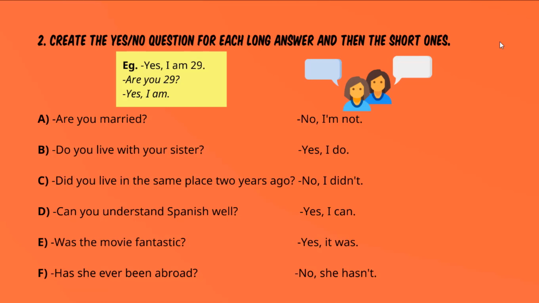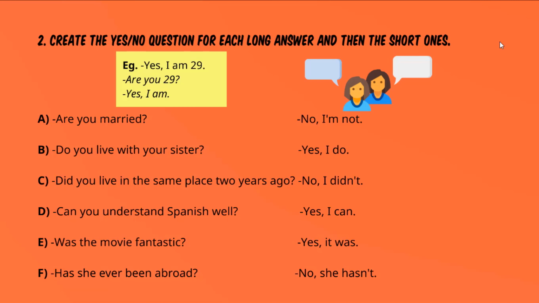Are you married? No, I'm not. Do you live with your sister? Yes, I do. Did you live in the same place 2 years ago? No, I didn't. Can you understand Spanish well? Yes, I can. Was the movie fantastic? Yes, it was. Has she ever been abroad?